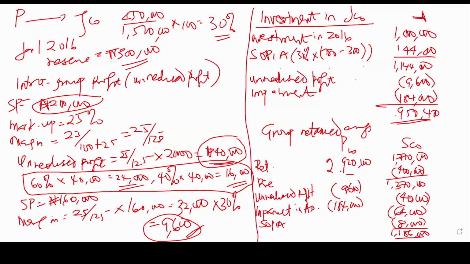Sorry. 144,000. Abi? 144,000. 950,400 is the carrying amount of investment in associates, not share of profits. Okay, I have to correct that.